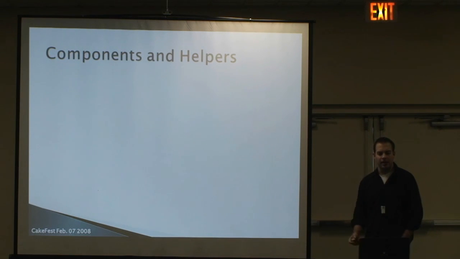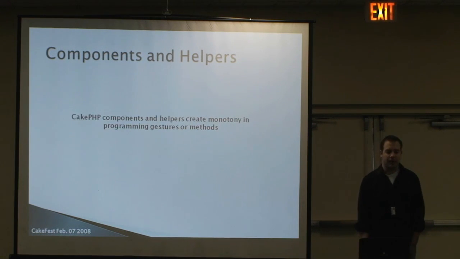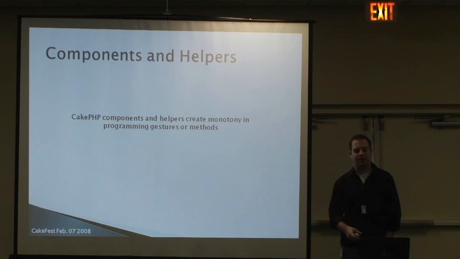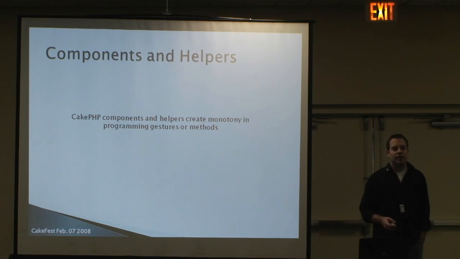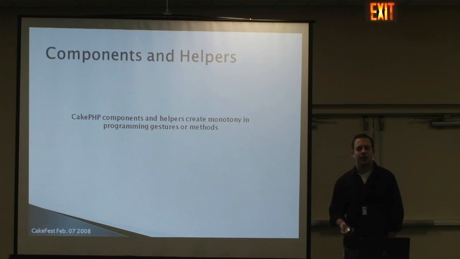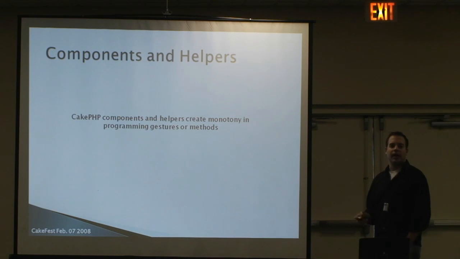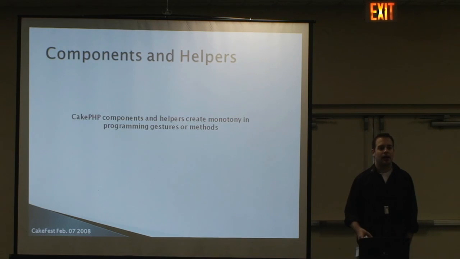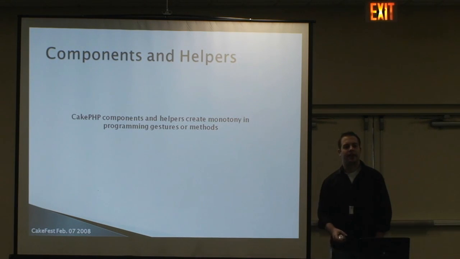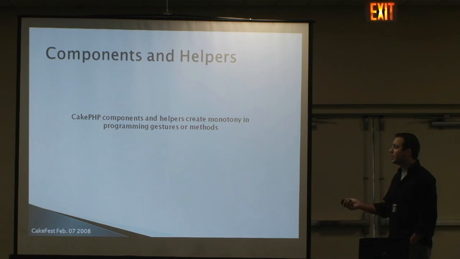So, components and helpers. Basically, CakePHP components and helpers create monotony in programming gestures and methods. Now, what components and helpers do is they allow you to create gestures for your application. An example would be the tree helper. You want to output an array of information from the tree behavior into an actual UL element in your navigation. That is a single gesture anywhere in any of your applications because of that helper.